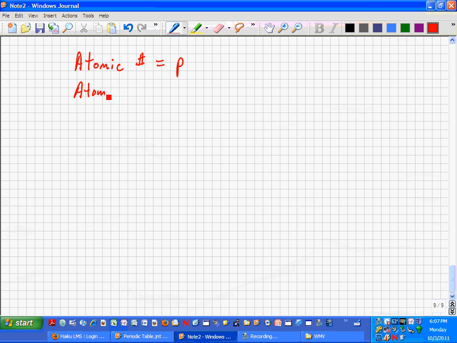Atoms, protons are equal to electrons. That means if it's got the word atom attached to it, if I know the number of protons or the symbol, I automatically know how many electrons I have.